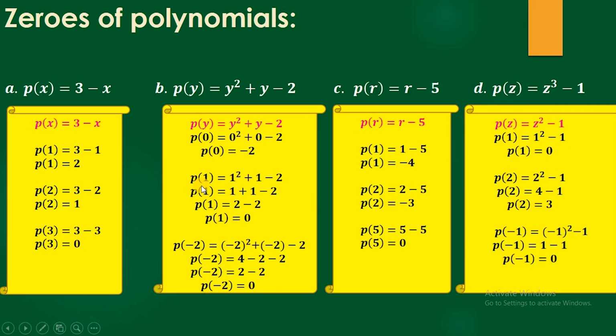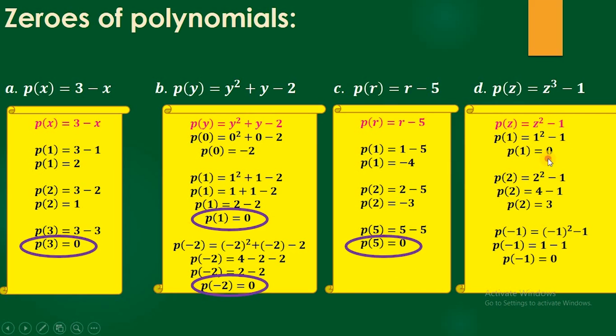So in these four examples, you have noticed that at certain values the given polynomial becomes 0. For example, in the first case, if I put x equal to 3, then the given polynomial becomes 0. In the second one, I got two values for y which make the given polynomial 0, that are p of 1 equal to 0 and p of minus 2 equal to 0. In the third one, it is p of 5 equal to 0.